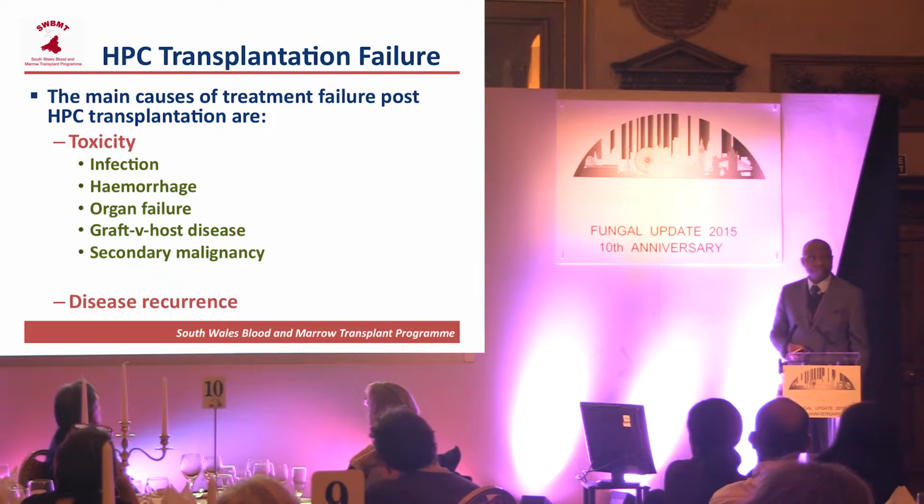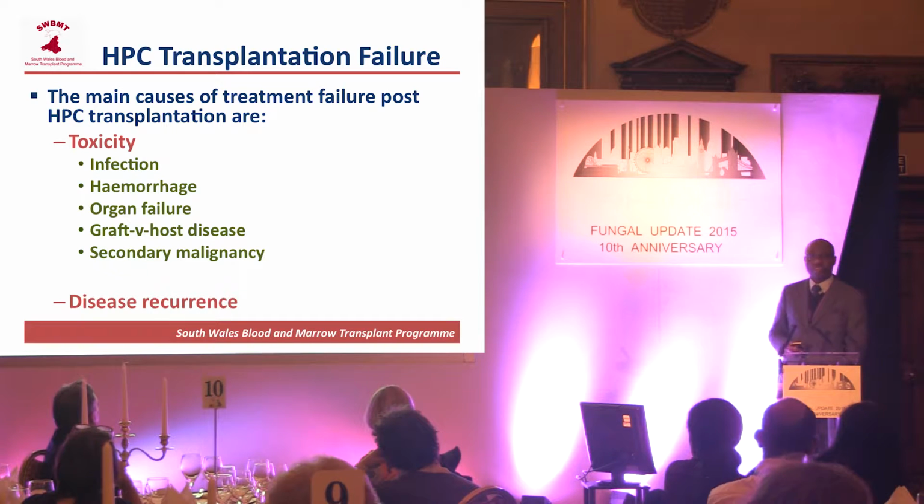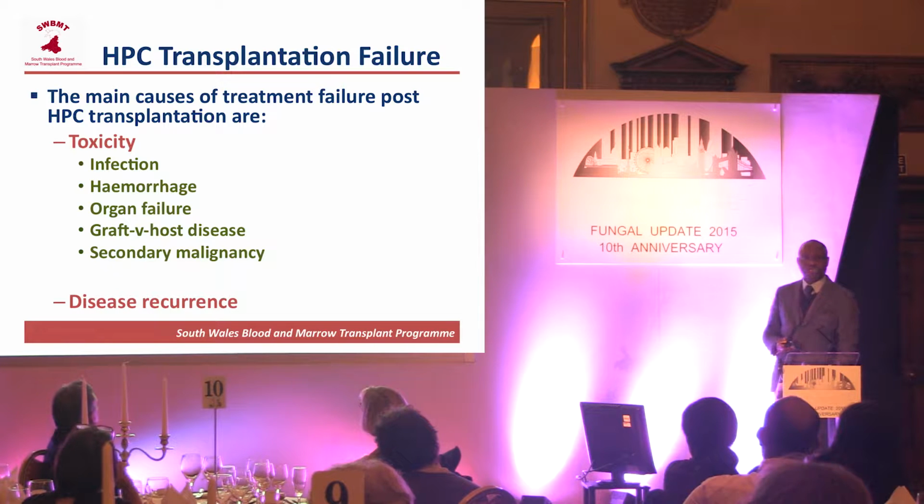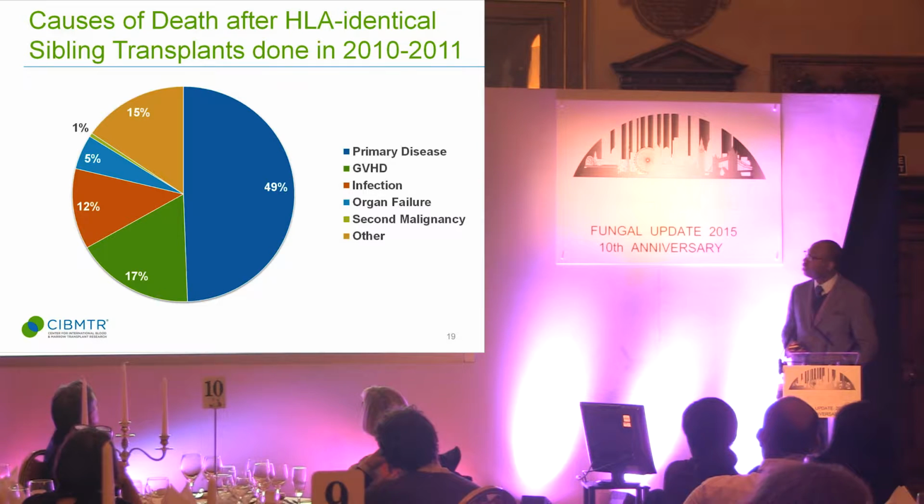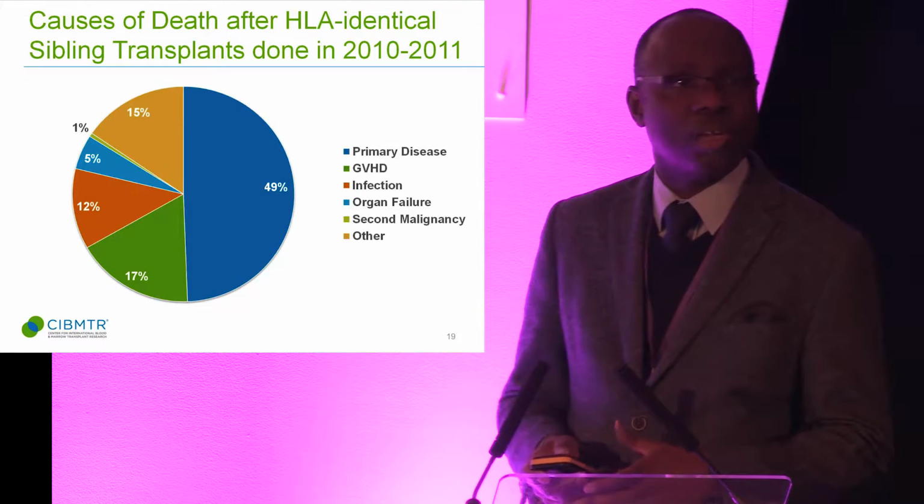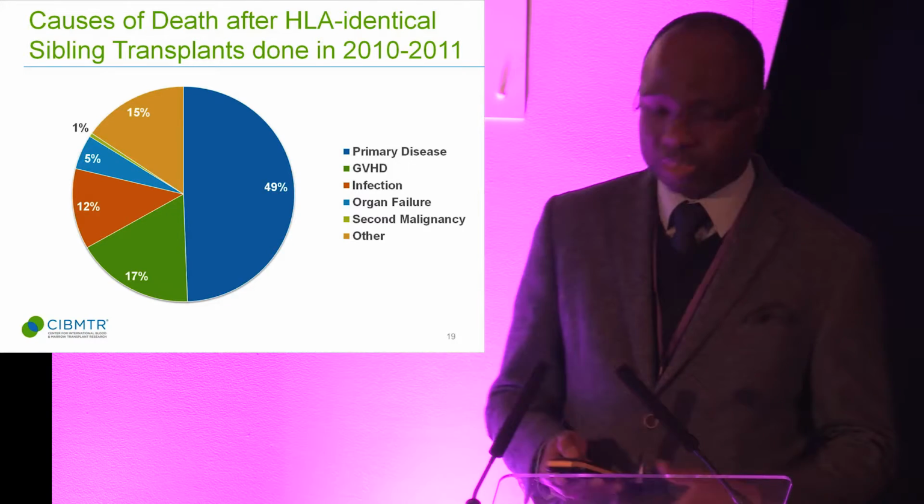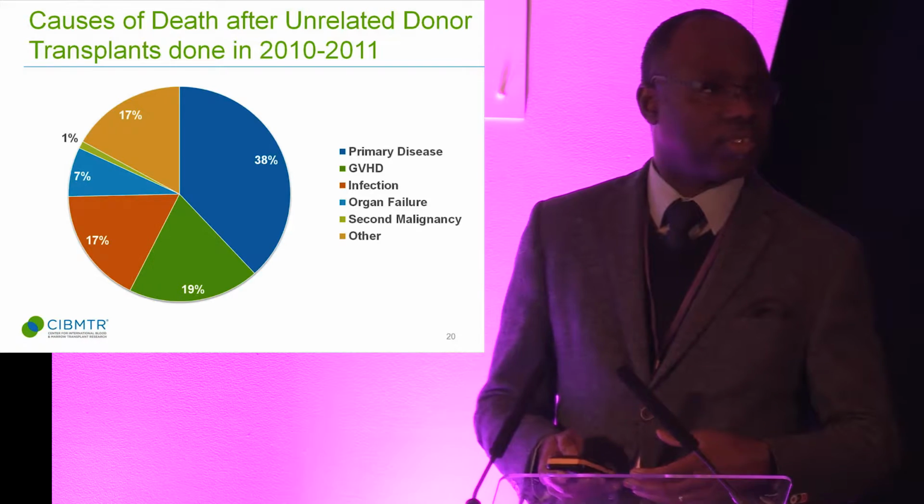Now, failure from transplantation falls into two main categories: the toxicity of the transplant itself and disease recurrence. And tonight we're going to be looking primarily at infection as the significant toxic event. This is some data from the Center for International Blood and Marrow Transplant Research. It's international data showing that in the sibling setting, death from infection accounts for just over 10%. And that increases to nearly 1 in 5 when the donor is unrelated.